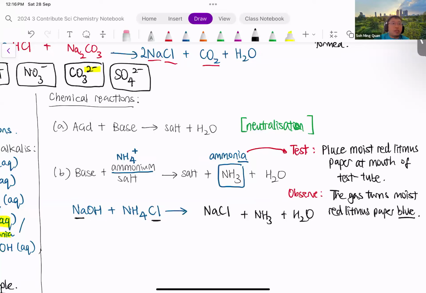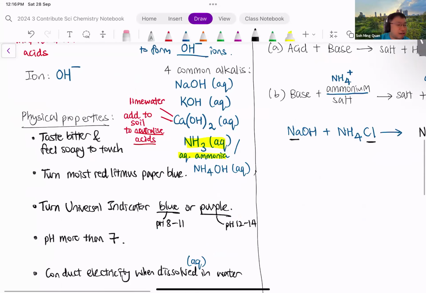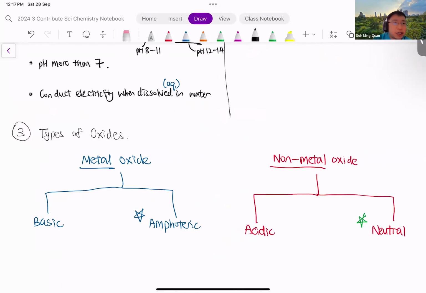Okay, so now let's move on to the last section of today, which is types of oxides. We study oxides because oxides are really common. Oxides are really, really common because your elements are exposed to air, right? So your metal is exposed to air, your carbon is exposed to air. What does air contain? Air contains oxygen gas, right? So oxygen gas will react to form oxides.